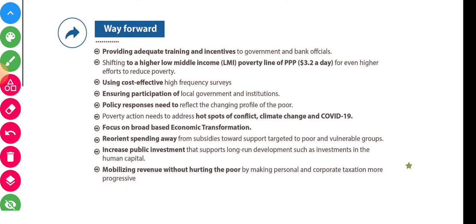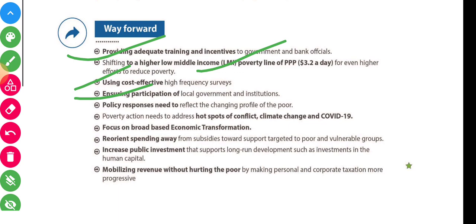What are the way forward to eradicate poverty effectively: providing adequate training and incentives to government and bank officials, shifting to a higher lower-middle income poverty line of purchasing power parity US dollar 3.2 a day, making even higher efforts to reduce poverty using cost effective high frequency surveys, ensuring participation of local government and institutions.